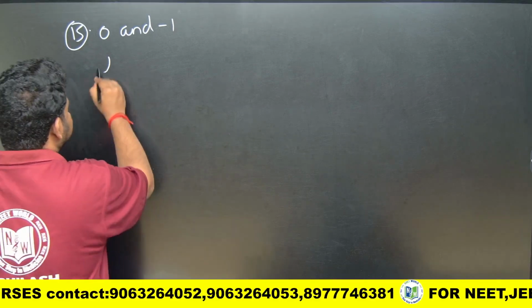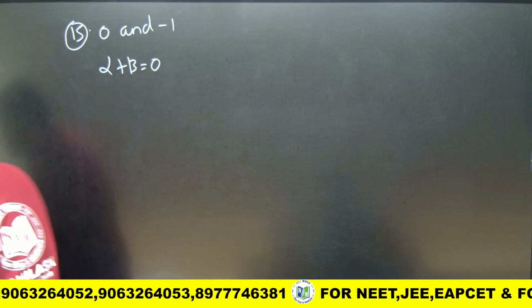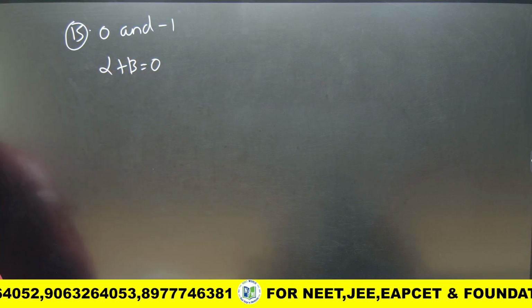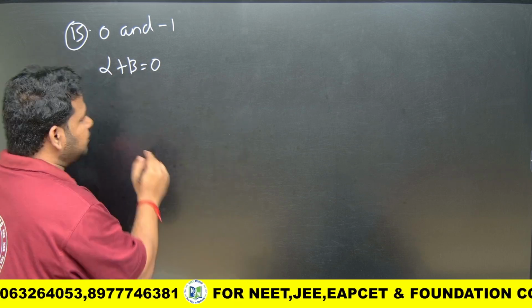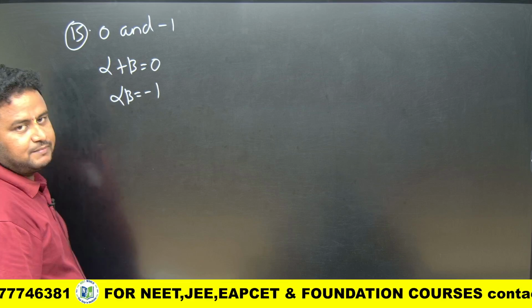So sum of the zeros is what? Alpha plus beta. Alpha plus beta is equal to 0. And product of the zeros, what they have given? Product of the zeros is equal to minus 1. So I should write what? Alpha beta is equal to minus 1. Got it? Alpha beta is equal to minus 1.